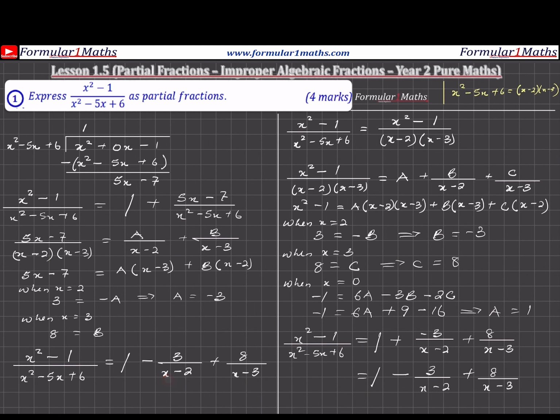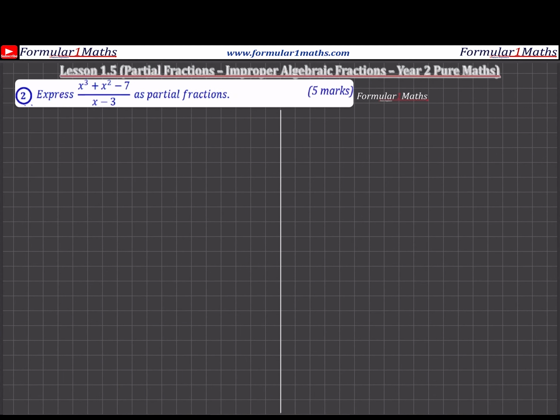So we move on to question 2 now. So for question 2, I'm going to use the grid method for the polynomial division. So I'll draw my grid. I'm going to start by putting the divisor in this column. So I'm going to get x here and minus 3 over there.